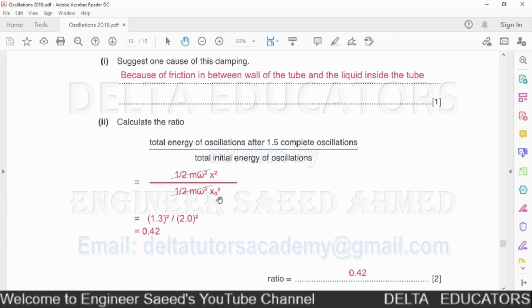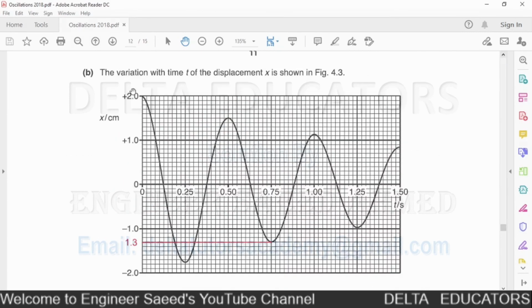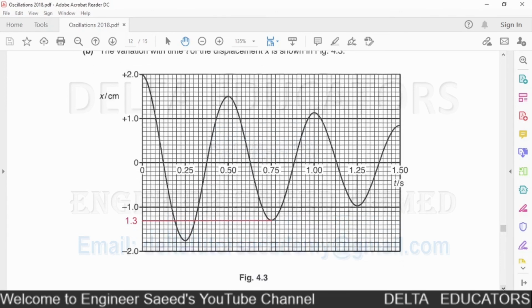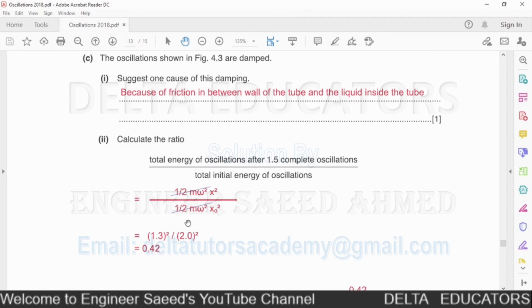Why have we taken x naught square here? X naught means maximum amplitude. In the start, we have maximum amplitude. That's why we have taken this amplitude as x naught. So the equation will become half m omega square x square over half m omega square x naught square. Half m omega square in numerator and denominator will cancel out, and we will get x square over x naught square.